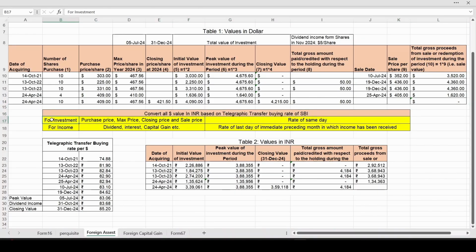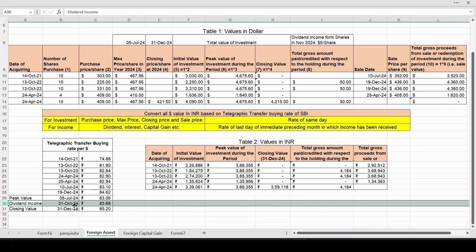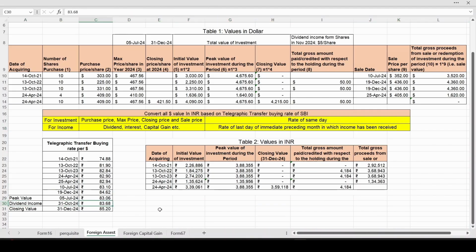So the rule for conversion: for investment values like purchase price, max price, closing price and sell price, we will use the conversion rate of the same day. And for income like dividend, interest and capital gain income, we will use the conversion rate of the last day of the previous month in which the income has been received. For example, we have received dividend in the month of November. For that, we will use the conversion rate of 31st October 2024, that is 83.68. So these are the telegraphic transfer buying rates which I have used for the conversion.